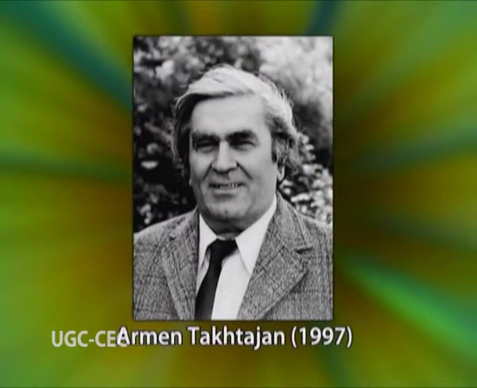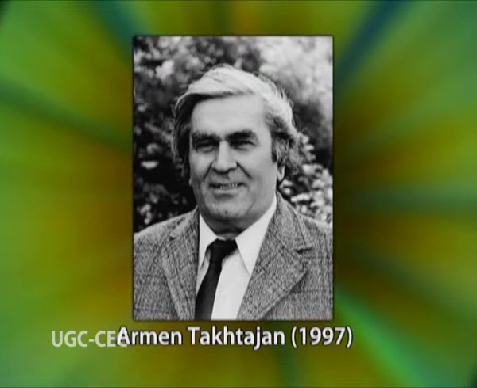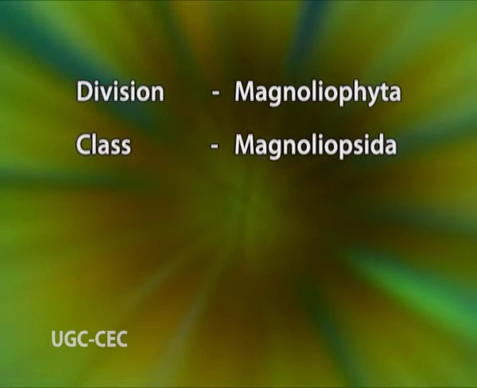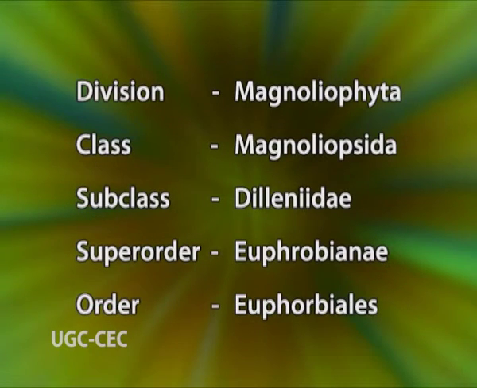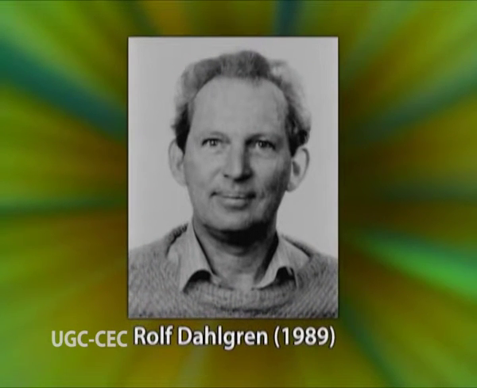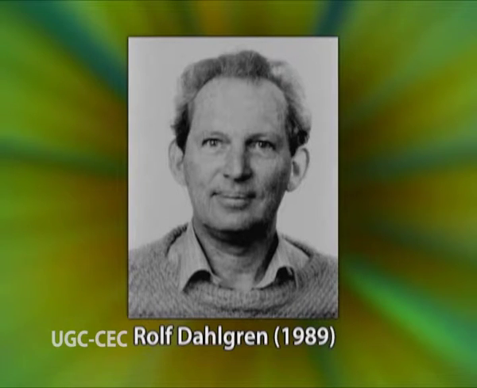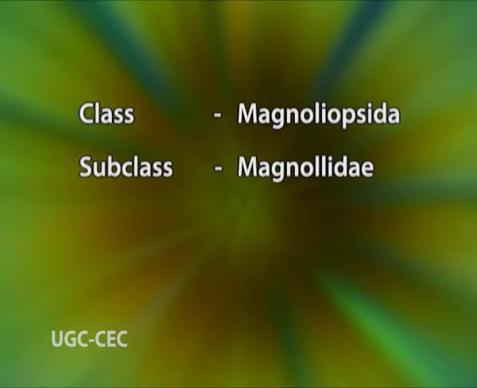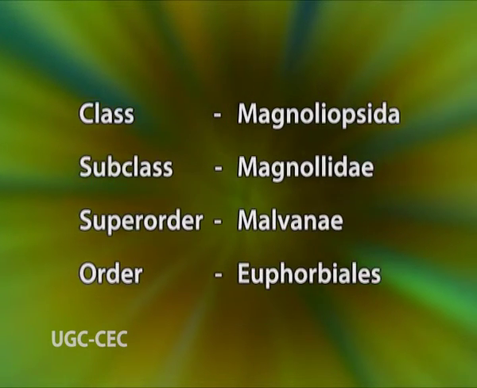Armen Takhtajan, a Russian taxonomist, has given the systematic position of Euphorbiaceae as division Magnoliophyta, class Magnoliopsida, subclass Dilleniidae, superorder Euphorbianae, order Euphorbiales. According to Rolf Dahlgren, a Danish botanist, the systematic position of this family is class Magnoliopsida, subclass Magnoliidae, superorder Malvanae, order Euphorbiales.